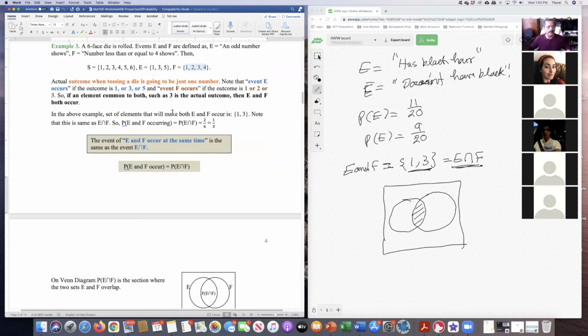Okay, so that's essentially the same as on the Venn diagram. If this is E, okay, if this is, let me draw that again. Clear the board.